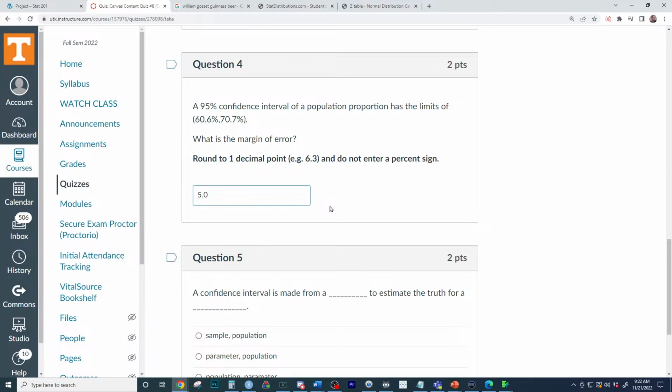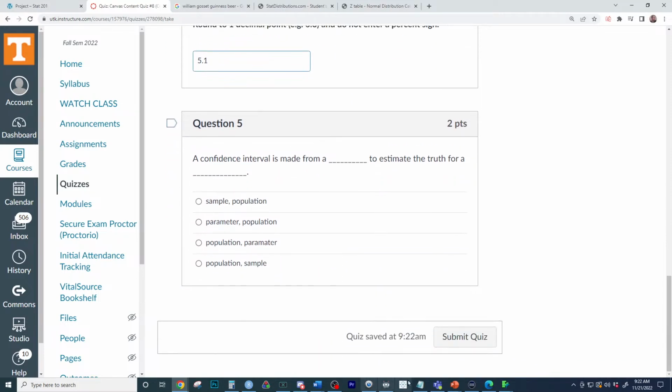It says round to 1 decimal. A confidence interval is made from a what to estimate the truth for a what? I am 95% confident that the true, what would we say, sample or population, is contained in the interval?